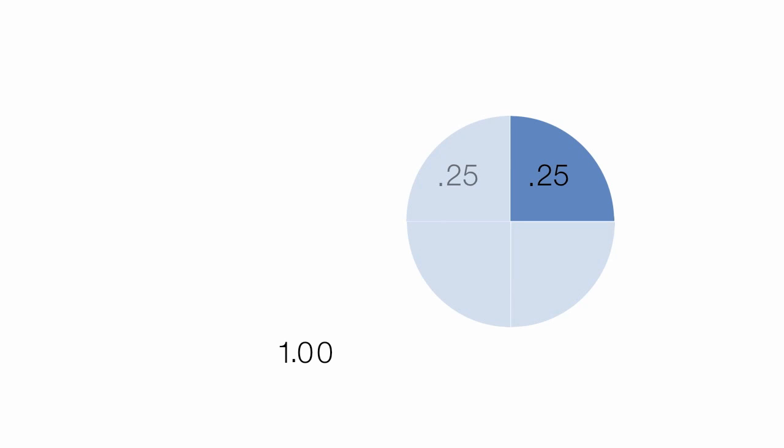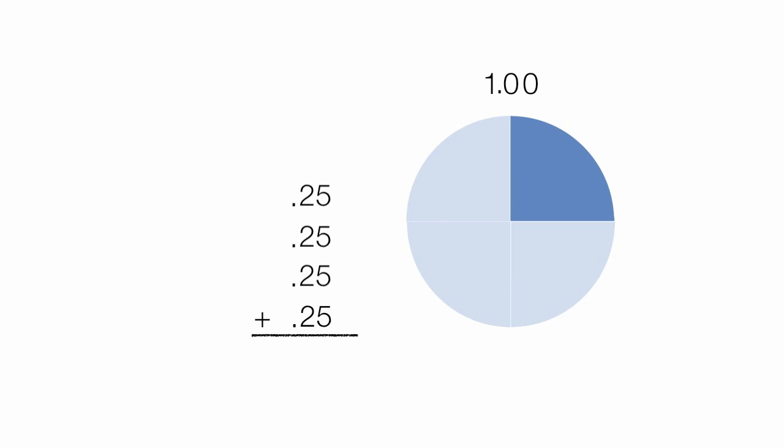It turns out this 0.25 is the decimal equivalent of that slice of the circle, a quarter of the circle. If I bring in all the parts of the circle, each part is 0.25. And all these parts added together would add up to 1. So 0.25 plus 0.25 plus 0.25 plus 0.25 is equal to 1, which is the whole circle.